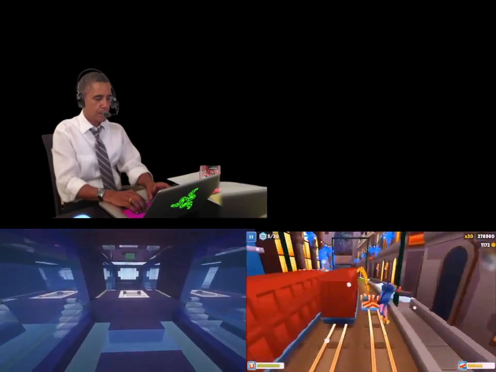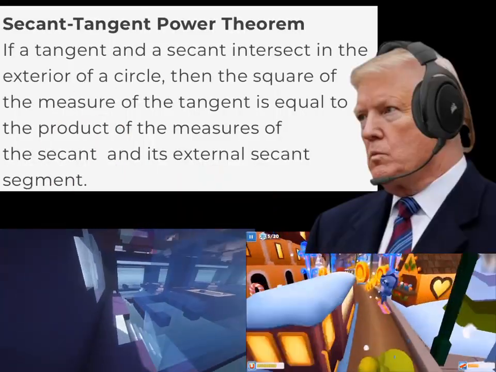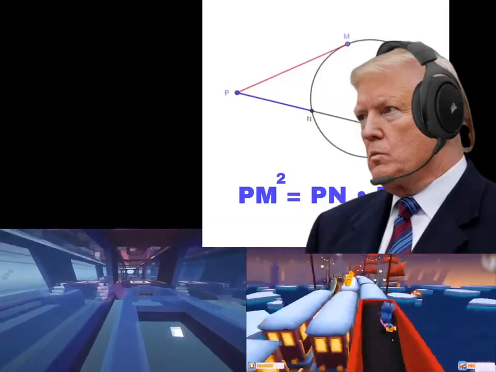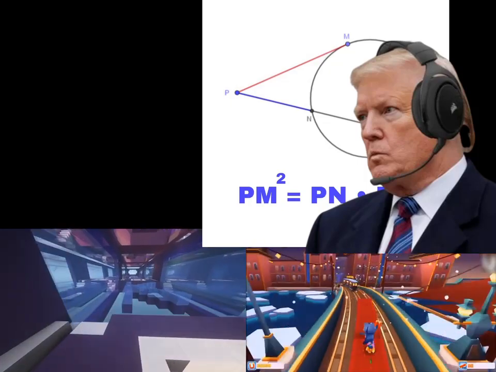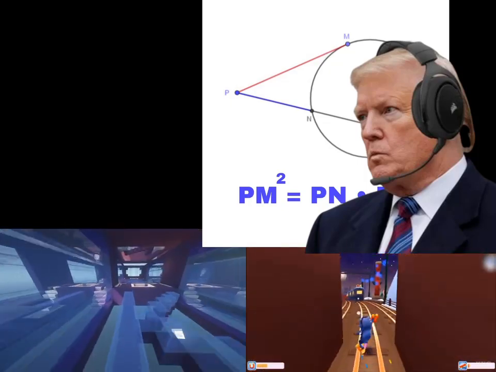So on to the last theorem, the secant-tangent theorem. The last theorem states that if a secant and a tangent intersect at a point outside of the circle, then the square of the measure of the tangent segment is equal to the product of the measures of the secant segment and its external secant segment.